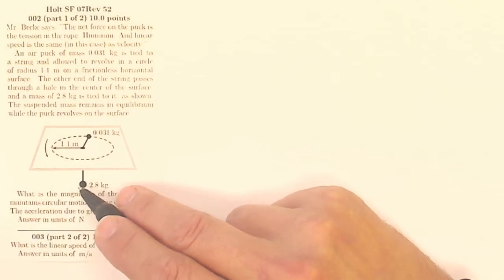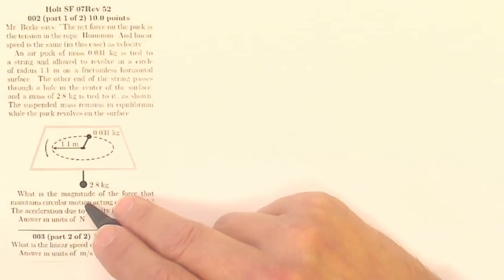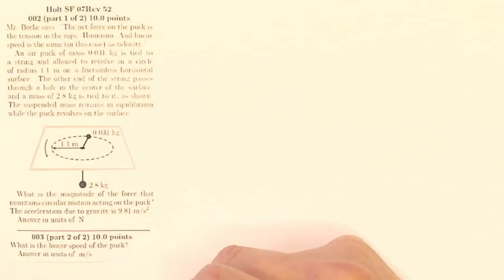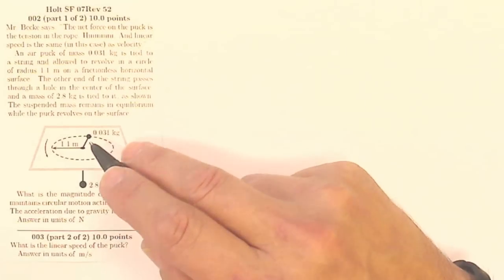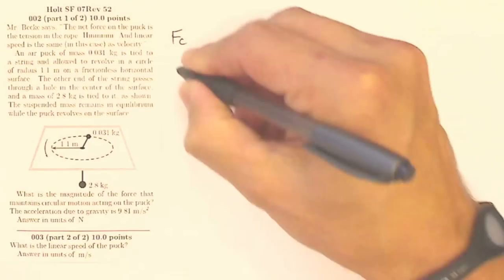The suspended mass remains in equilibrium while the puck revolves on the surface. What is the magnitude of the force that maintains circular motion acting on the puck? Well, the magnitude of the force maintaining circular motion on the puck. What kind of force maintains circular motion? It is the centripetal force. So I want the magnitude of the centripetal force.